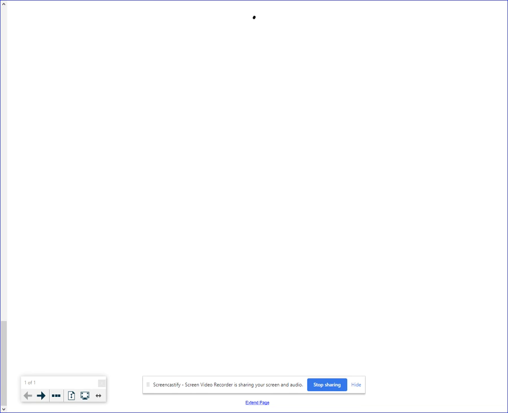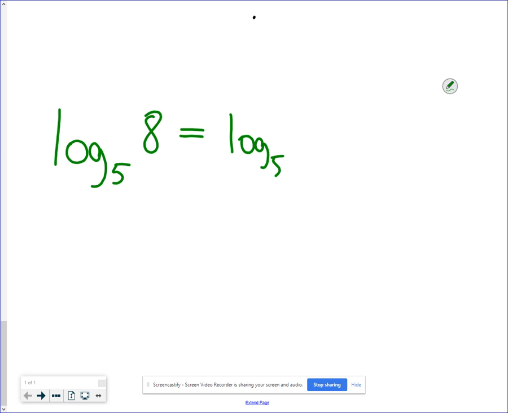I might give you a problem like this. Log base 5 of 8. So I'm giving you a logarithm, and the directions are going to say rewrite it as a sum or difference of 2 logarithms. So it's kind of the reverse of what we've just been doing. So basically what I want you to do is rewrite this as 2 logarithms of base 5. And there's going to be an unlimited amount of correct answers. There's not one correct way to do this.